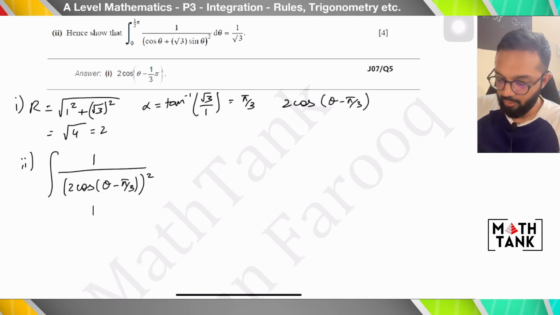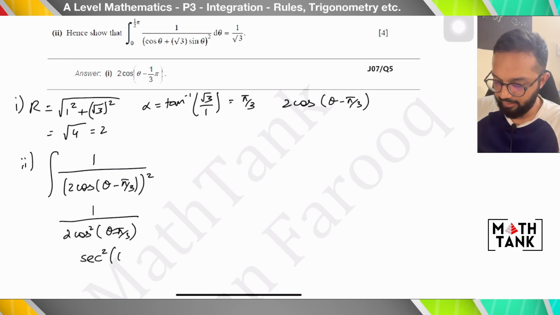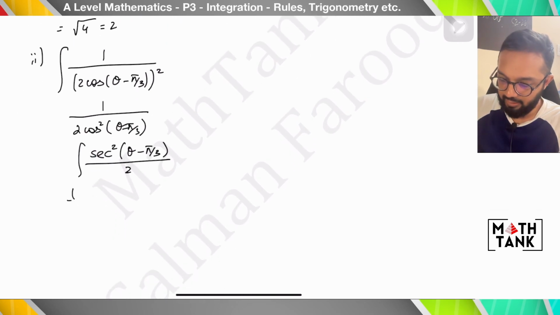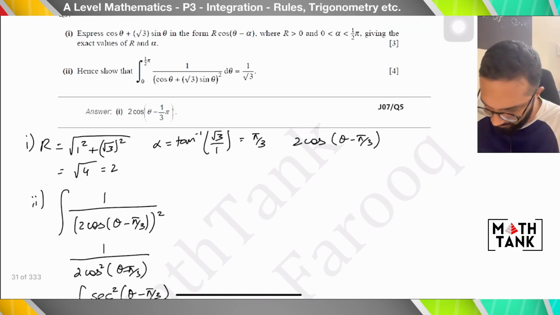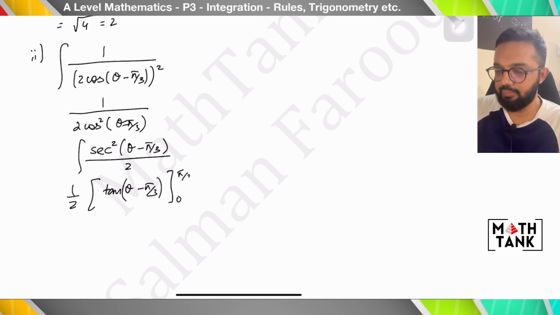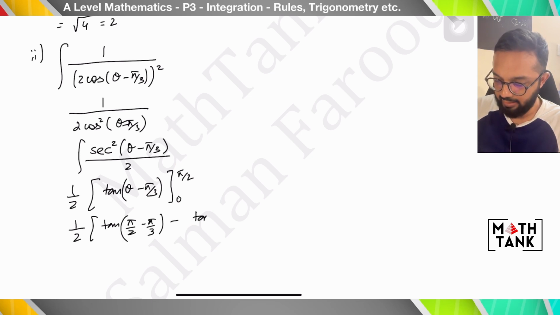I know that cos squared is basically sec, so this gets replaced with sec square theta minus pi over 3 over 2, and then I can simply integrate it and say that sec square integrates to tan theta minus pi over 3, and then I have my limits, which are 0 to half pi. Okay, half tan pi over 2 minus pi over 3 minus tan 0 minus pi over 3.